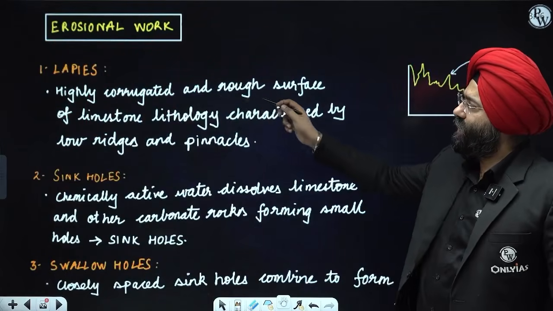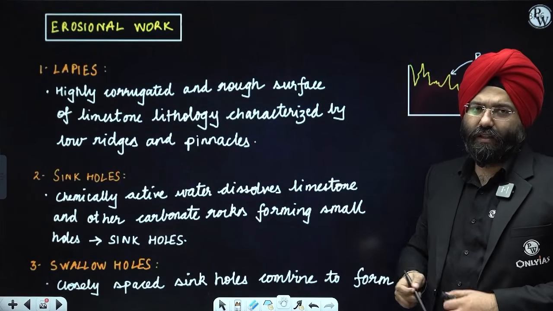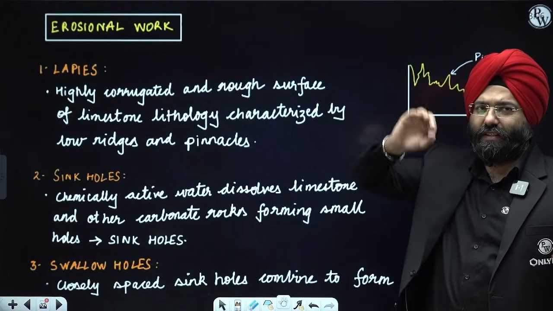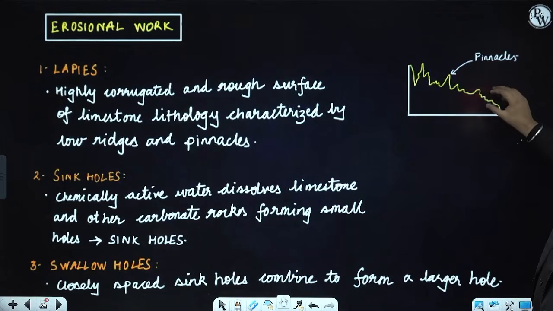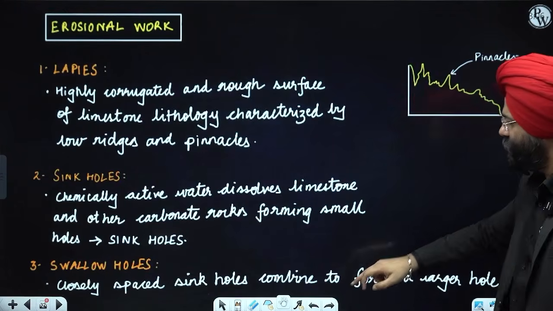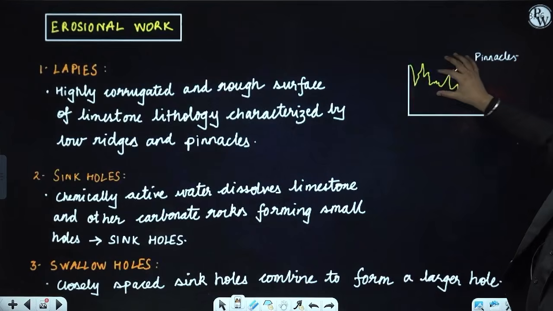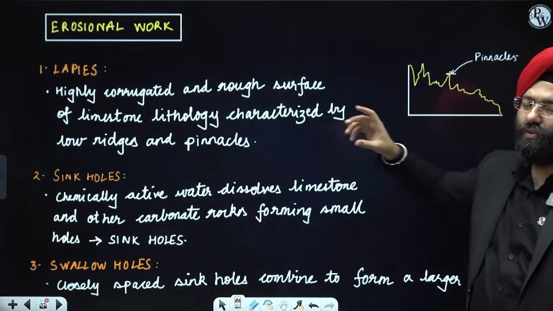Highly corrugated rough surface of limestone lithology characterized by low ridges and pinnacles. In these karst topographical regions, you will be going through regions where a lot of pointed things of limestone are present. These are known as pinnacles. So this structure which we see over here is known as lapies. If you see, this is a surface. These pointed things are pinnacles, and this rough surface which we see over here is basically referred to as lapies.